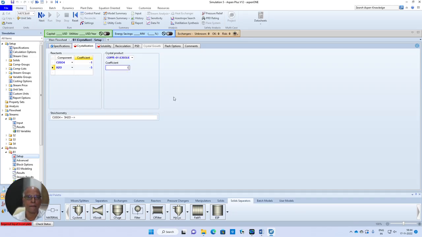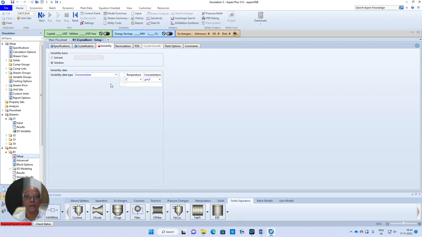Coefficient is 1. Then we are supposed to specify the solubility, concentration only. So this data I will try to enter. At 0 degrees centigrade, the solubility in grams per liter is 143. At 10, 174. At 20, 207. So the data is provided in the problem statement.